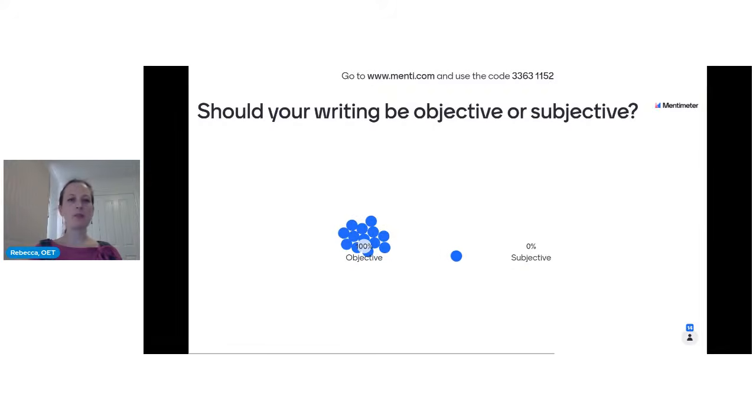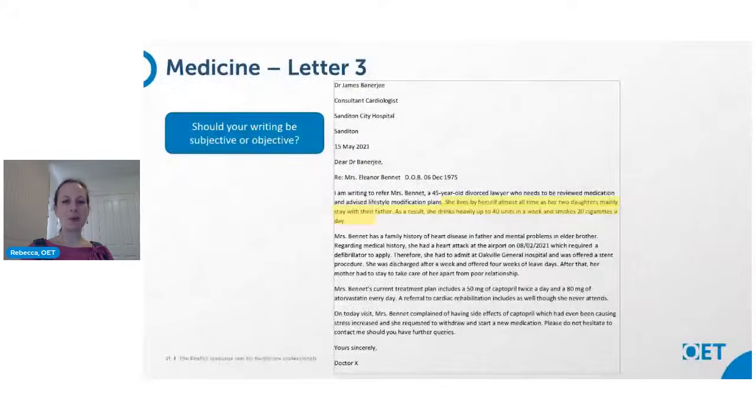So objective would be factual, I suppose, and subjective more opinion-based. That's right. Most of you are coming through with the writing should be objective. Perfect. So that was the point I was hoping that you would agree on. An important part of your letter writing is to use the appropriate genre, which should be formal, professional, and objective.